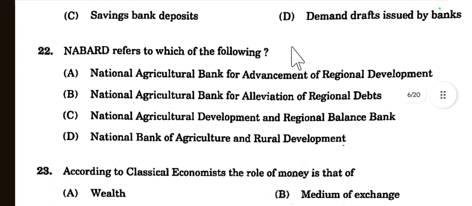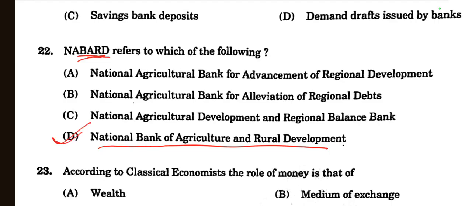Then question number 22, NABARD refers to which of the following? National Agricultural Bank for Advancement of Regional Development, National Agricultural Bank for Alleviation and Regional Development, National Agricultural Development and Regional Balance Bank, National Bank for Agriculture and Rural Development. Yes, this is the right full form of NABARD. So simply option D is the right choice. National Bank for Agriculture and Rural Development.